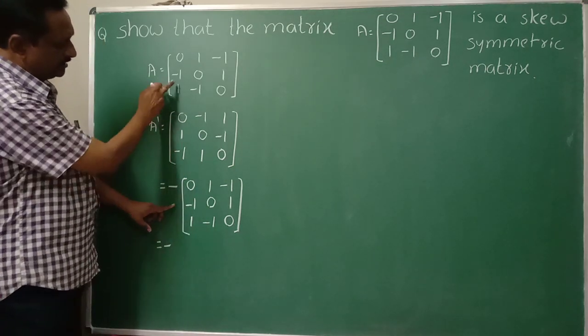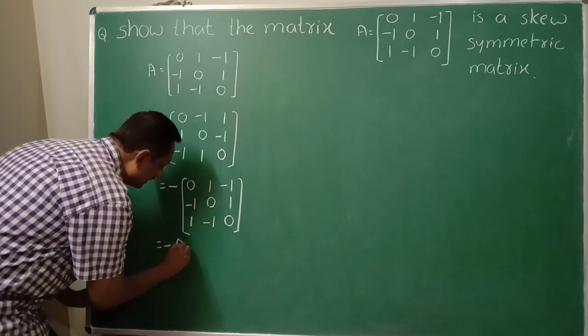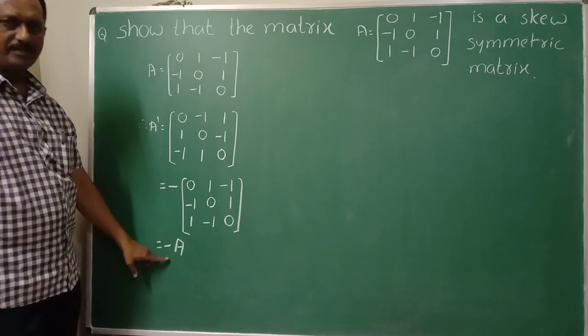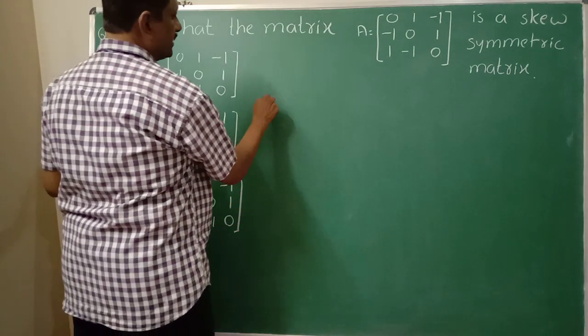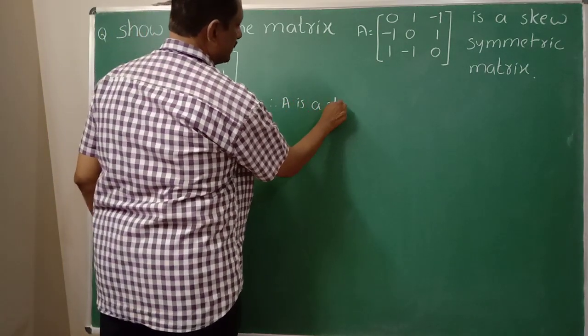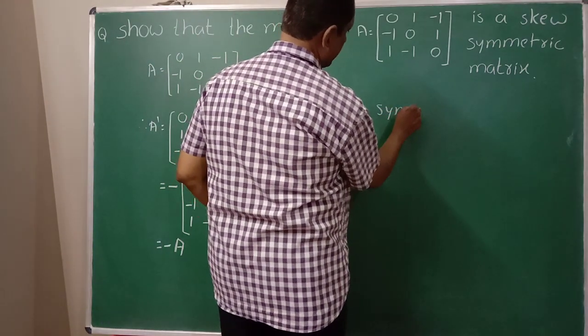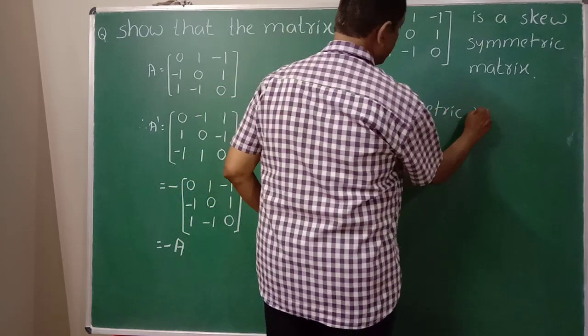Here these two are the same matrices. Therefore, you can write matrix A, yes, A dash is equal to minus A. If this condition is satisfied, then A is said to be a skew symmetric matrix. Therefore, A is a skew symmetric matrix.